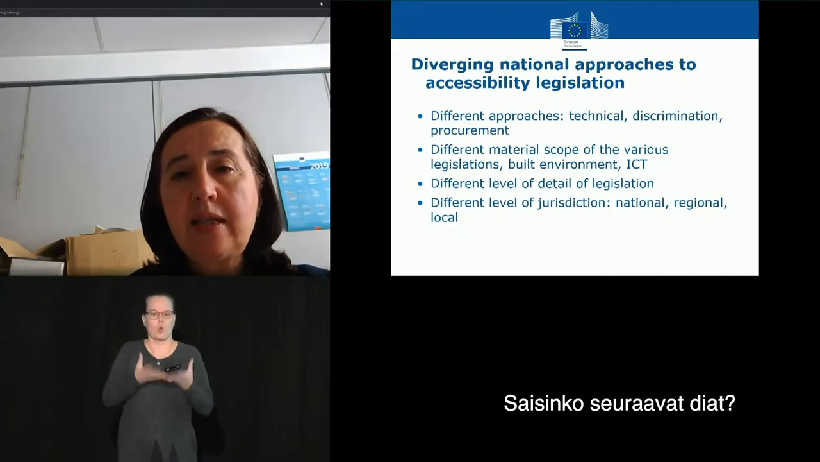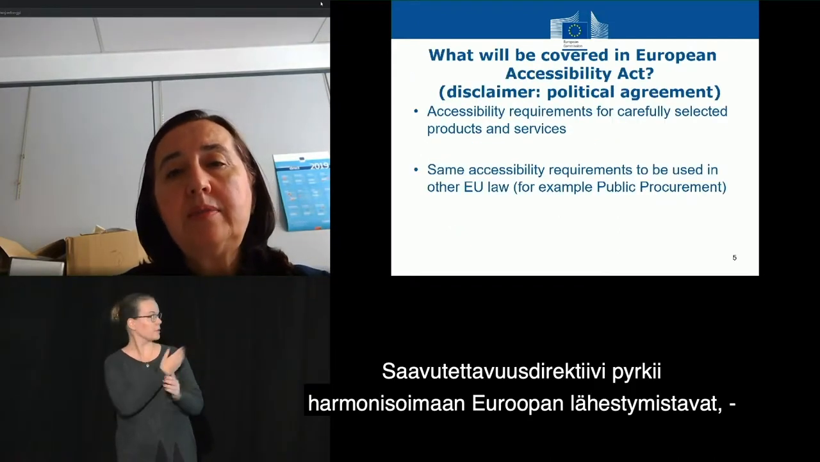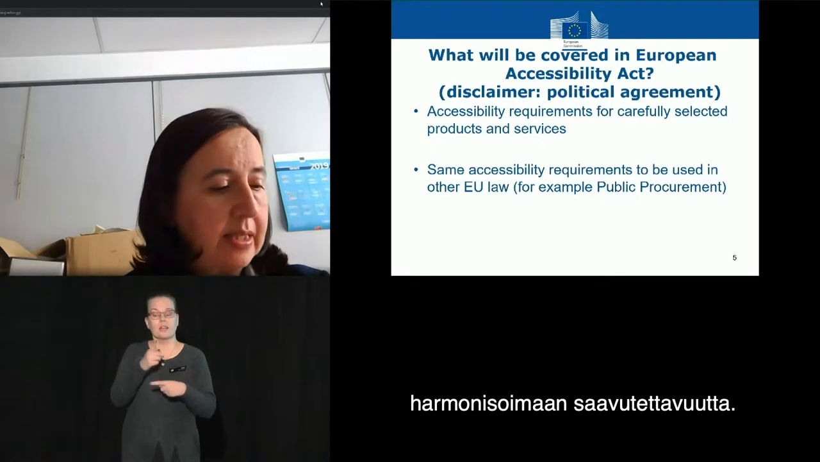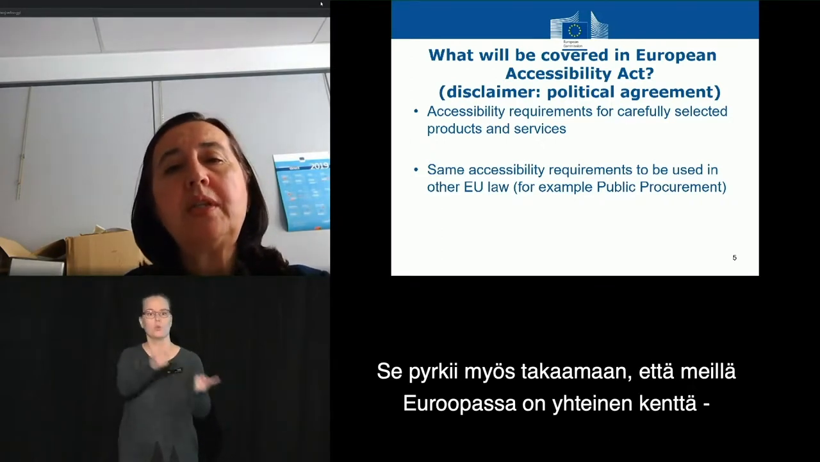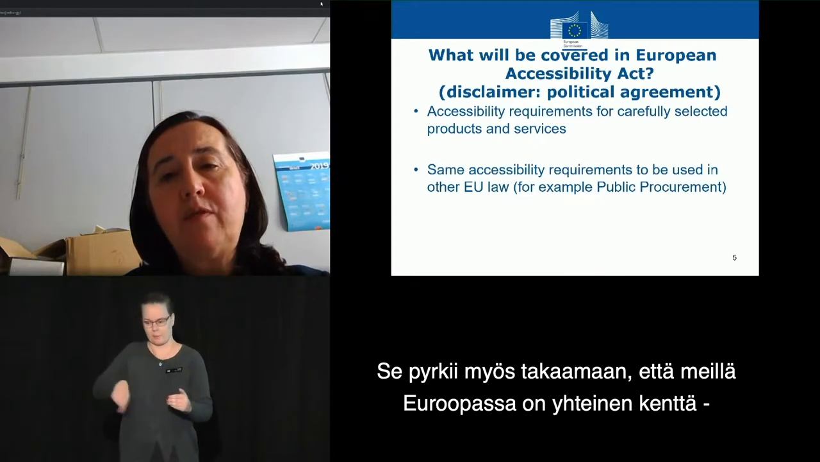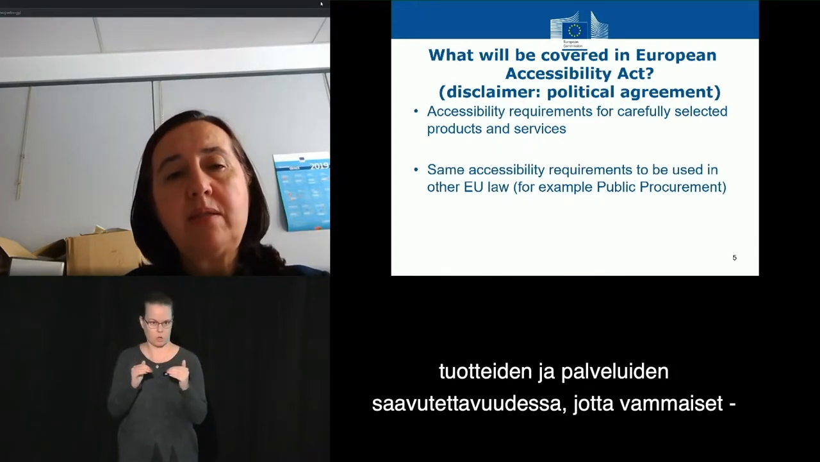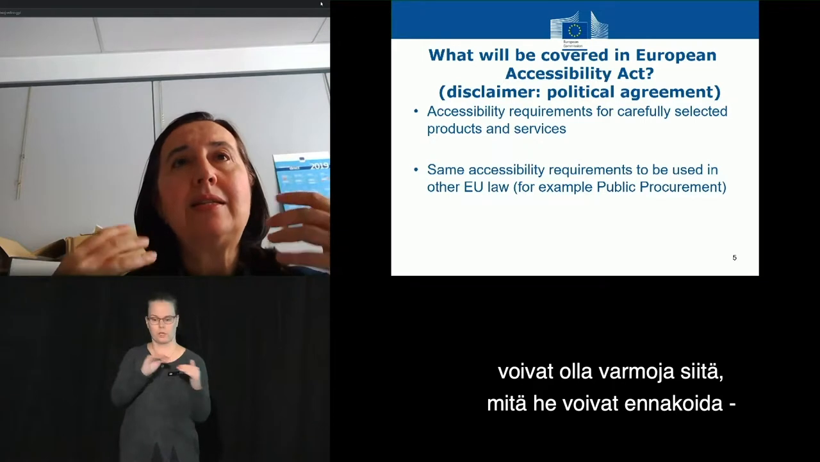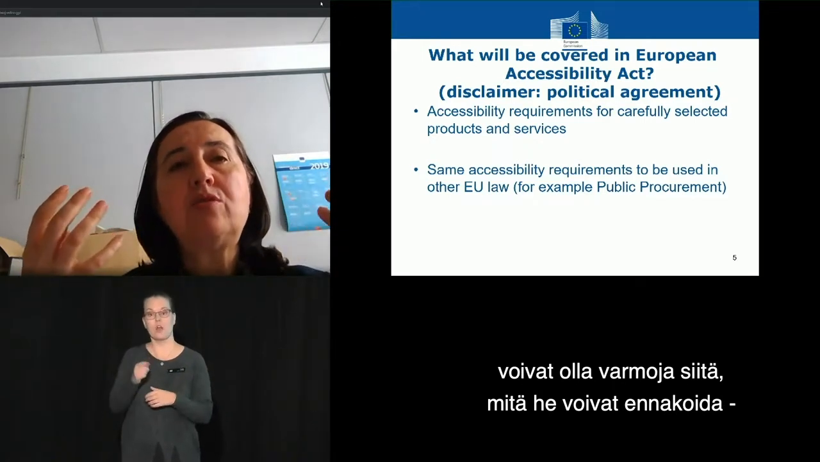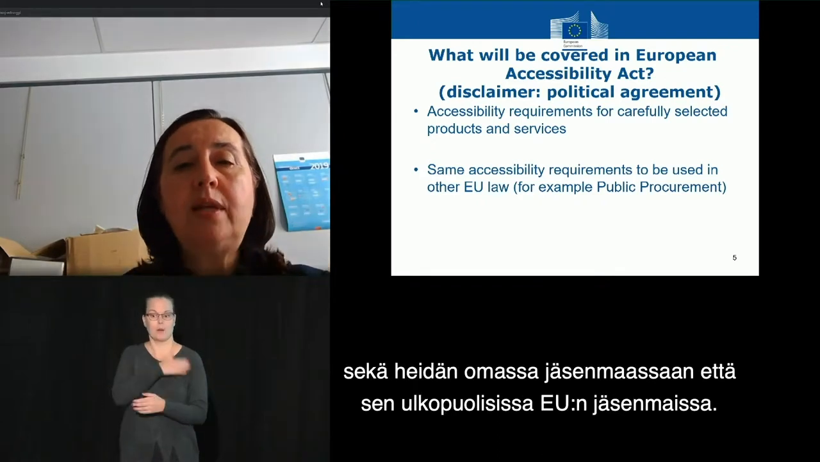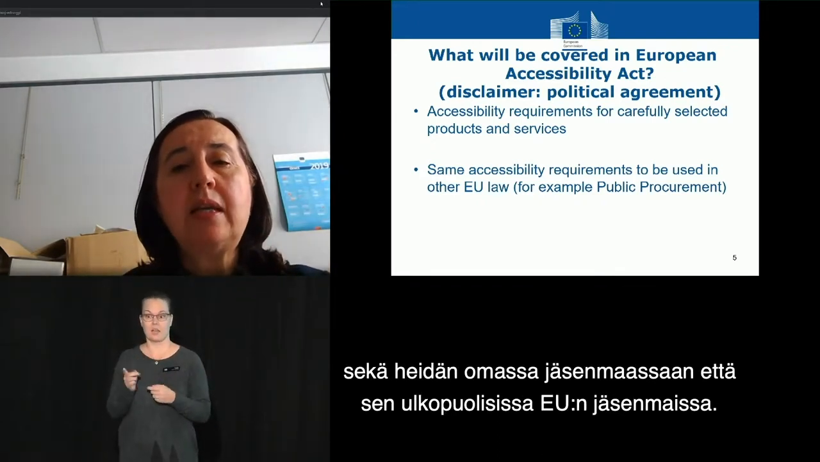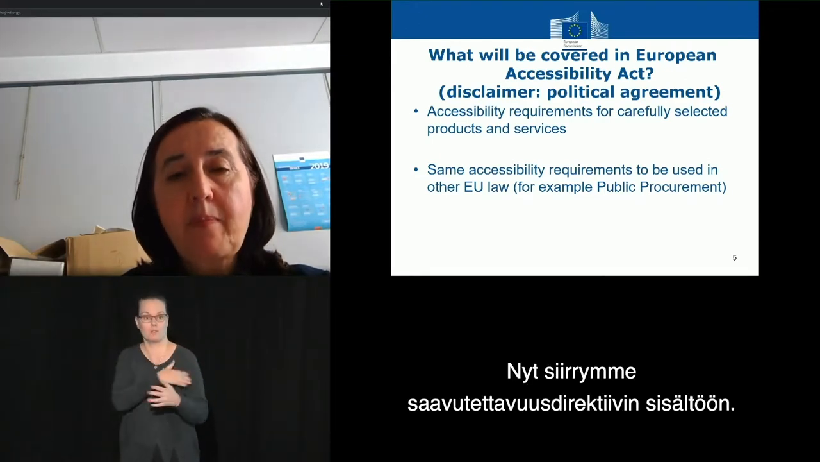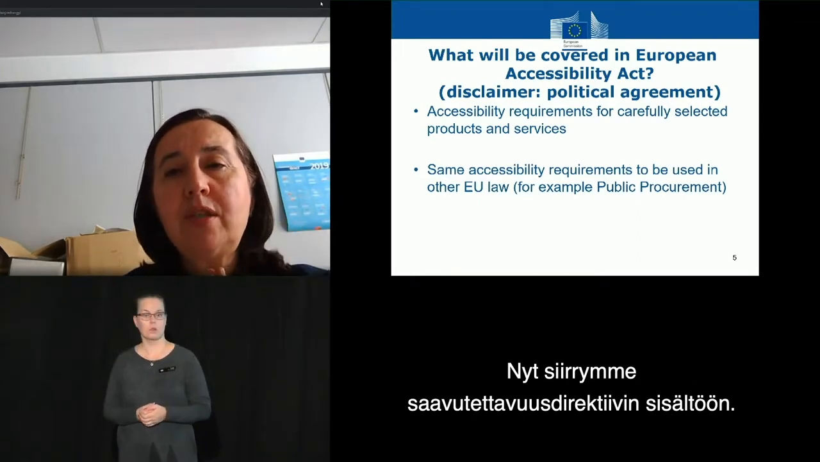If I can have the next slide. The Accessibility Act aimed to harmonize approaches in Europe, to harmonize accessibility, and to ensure that we have a common level playing field in Europe in relation to accessibility of products and services, so that persons with disabilities can have certainty and an assurance of what they can expect, not only in their member state, but when they go to other member states, so that we take advantage of the internal market. So going now to the content of the Accessibility Act.